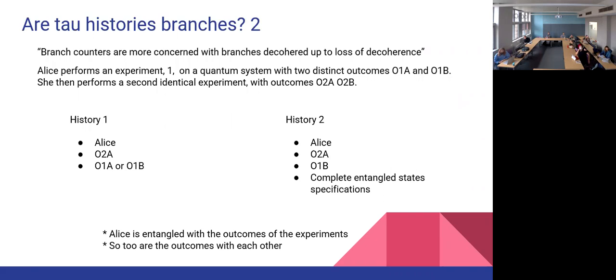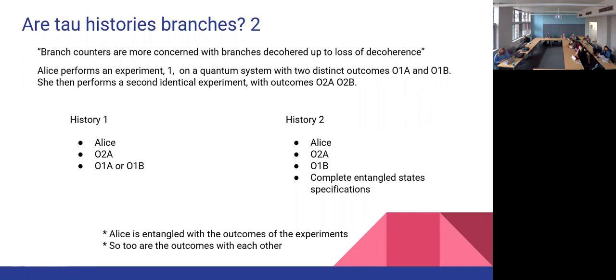So just to illustrate this, let's use this example. Alice performs experiment 1 on a quantum system with 2 distinct outcomes, outcome 1A and outcome 1B. She then performs a second identical experiment with outcomes 2A and 2B. History 1 does not look like the type of thing that a branch counter would be interested in. If we're accepting Everett, there'd be at least 4 Alices in this one history, because she would have branched from experiment 1 and branched from experiment 2 at least.